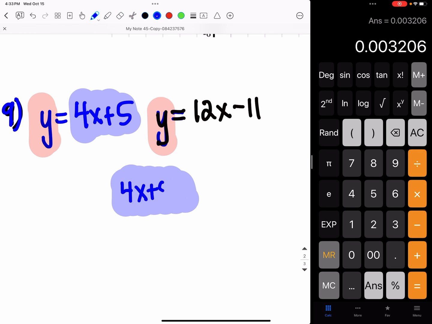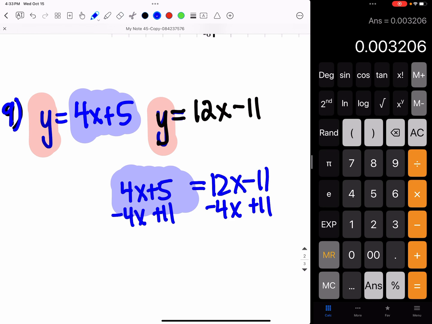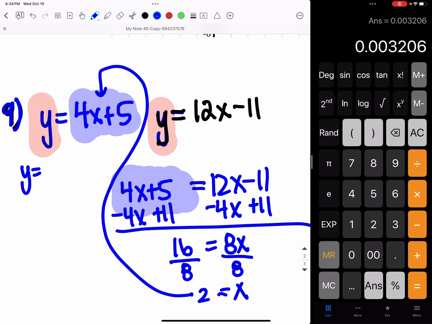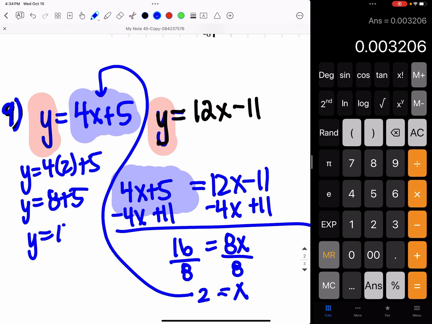4x plus 5 equals 12x minus 11. Let's go minus 4x's from this side and move them over here. Let's add 11 to this side and move it over here. And we get 8x's equals 16. Divide by 8. X's are 2's. All right, x's are 2's. We come back here. Y equals 4 times 2 plus 5. Y equals 8 plus 5. Y's are 13's. So 2, 13.